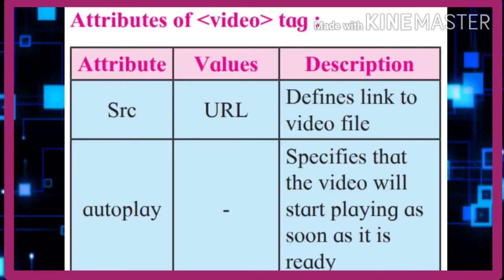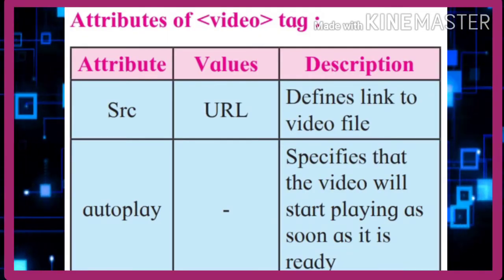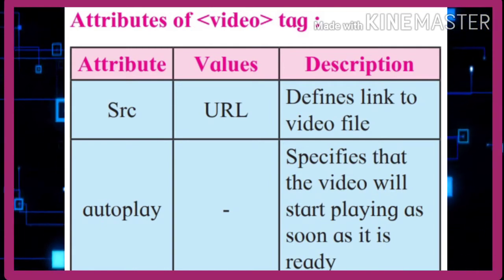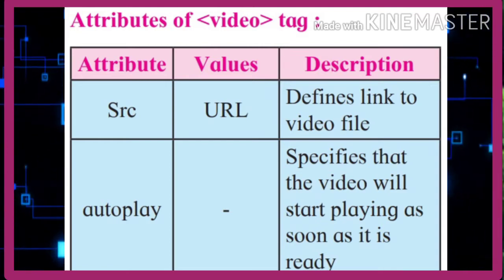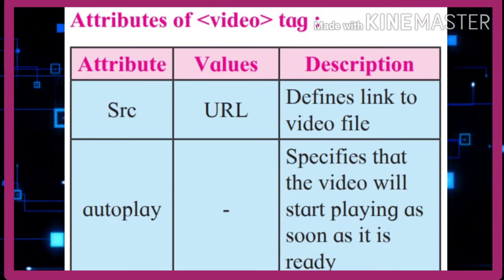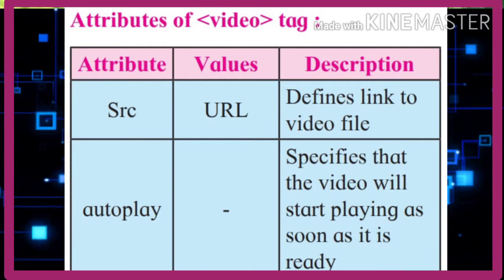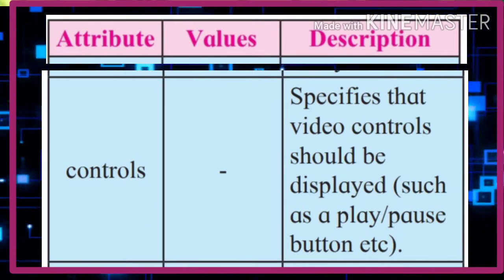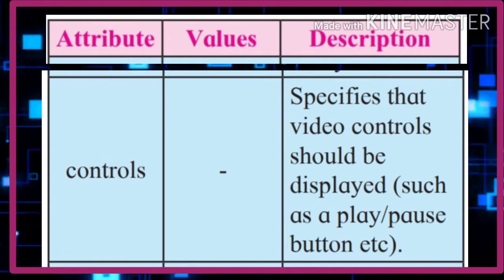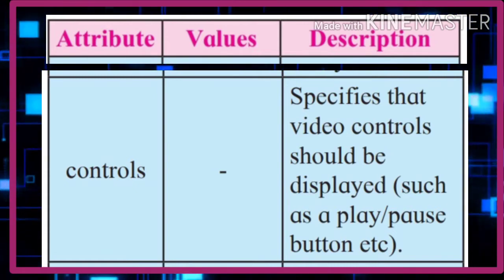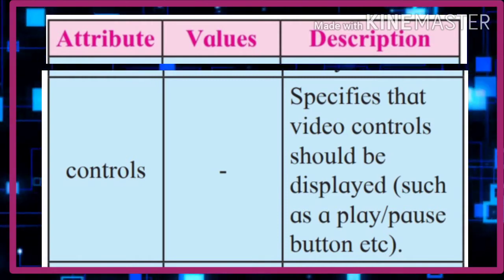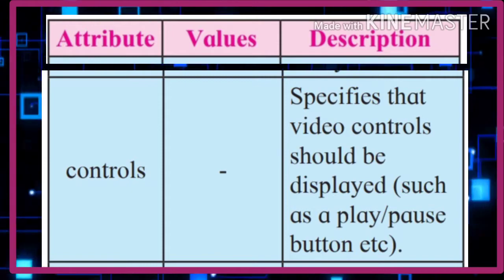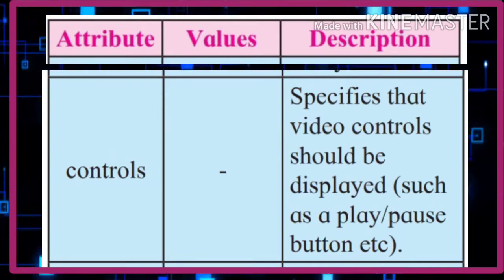Let's see the attributes of the video tag. First attribute is src, which specifies the link to the video file. Second attribute is autoplay, which specifies that the video will start playing as soon as it is ready. Third attribute is controls, which specifies that video controls should be displayed, such as play, pause, volume button, etc. Like the autoplay attribute, the controls attribute has no values.